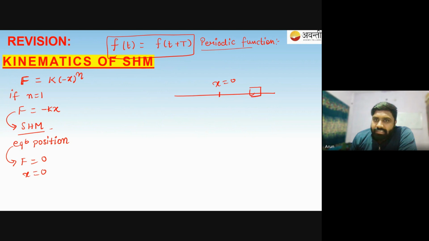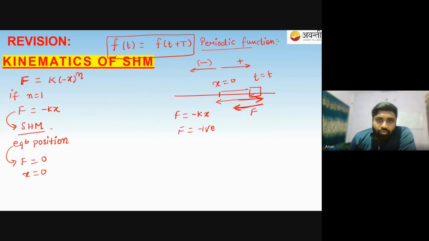Now, if the block is here, let's say at time t, all the distances are measured from the mean position in oscillation. Let's say this direction is positive and this direction is negative. Here x is a positive value, so force will be negative, because force here is minus kx. If x is positive, then force will be negative, which means force is acting opposite to the motion. This is the force and this is the motion.